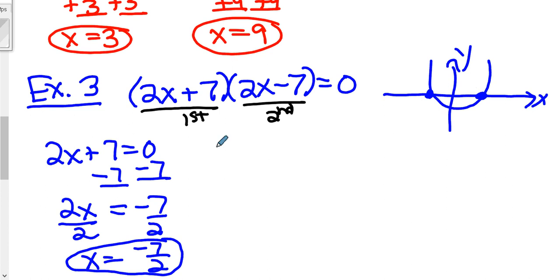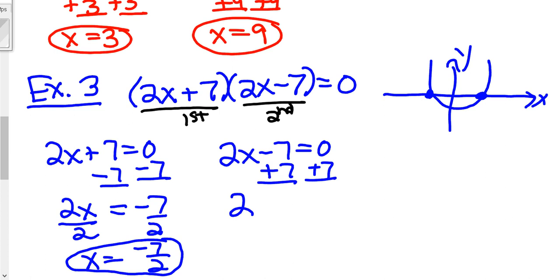All right, so now we're going to set up for the second part. 2x minus 7 equals 0. I'm going to add 7 on both sides now. The 2x equals 7, divided by 2. X is positive 7 over 2.